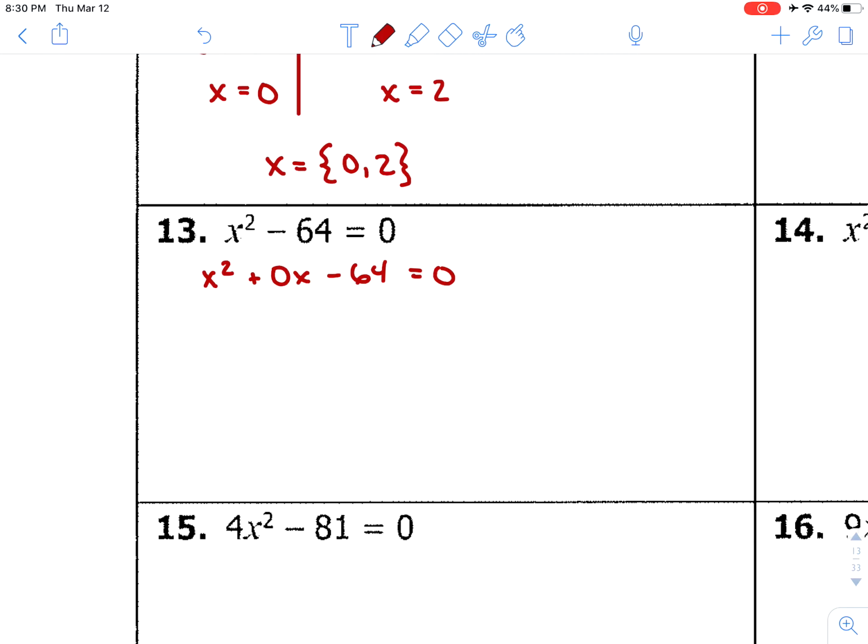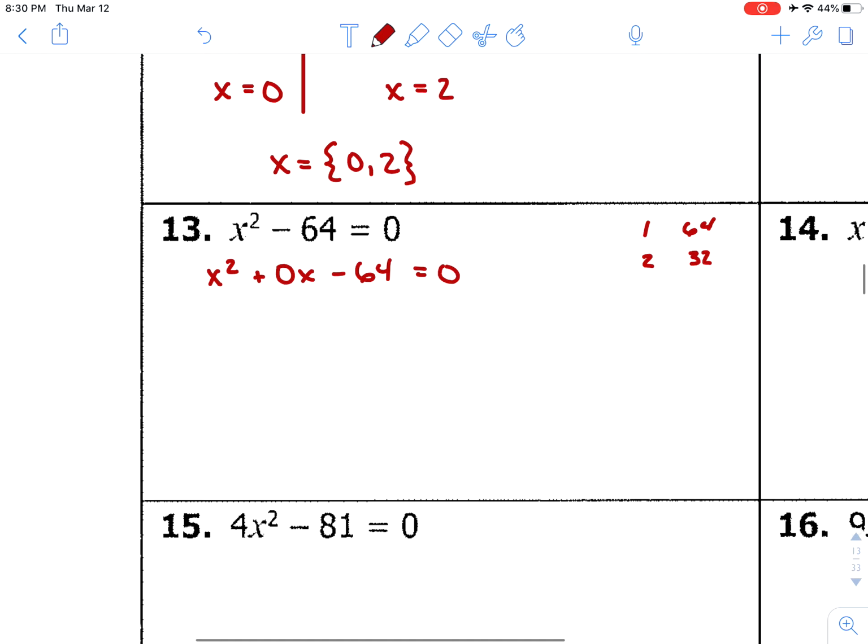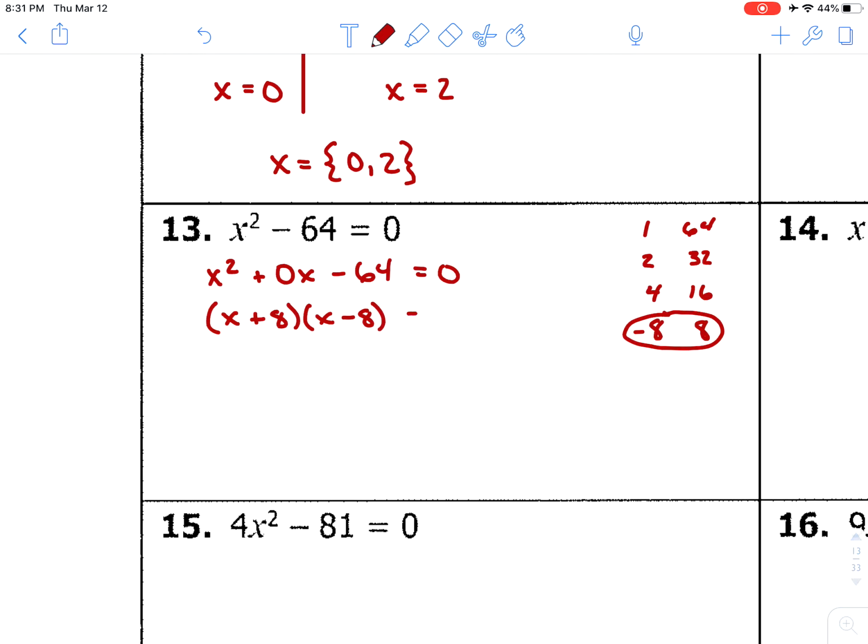And again, if you're not sure, you can always make a list of factors. So like 1 and 64, 2 and 32, 3 doesn't, but 4 and 16, 5 doesn't, 6 does not, 7 does not, but 8 and 8. Now, I need them to multiply to negative 64. So one's positive, one's negative, and their sum has to be 0. So here we're looking at negative 8 and positive 8. So this is going to give me factors of x plus 8 and x minus 8.